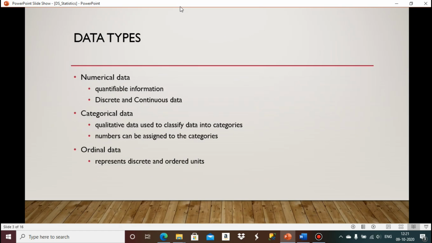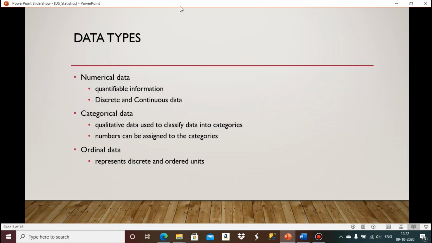So first is data. In data science, we mainly have to handle data. There are different types of data, and as you know, different types of data need different types of processing. We can categorize data into three types: numerical data, categorical data, and ordinal data. First is numerical data. Numerical data means anything which we can quantify, so it is quantifiable information.